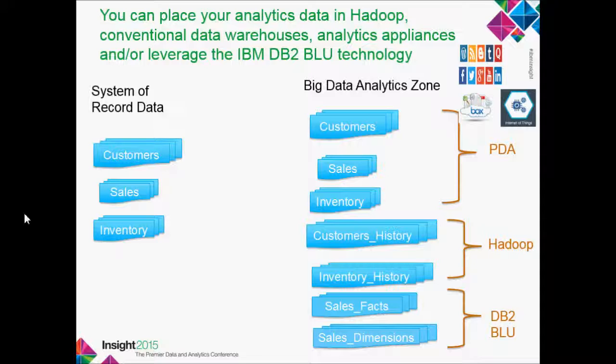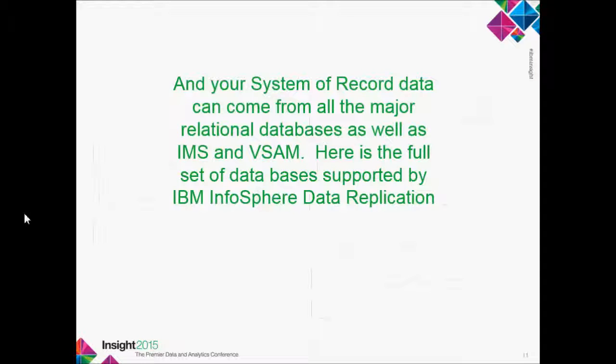For the history tables, essentially the audit log or sensor log of those tables in the source database, Hadoop's probably a good place. Hadoop is certainly the engine where we know we can do lots of good analysis of log data. And for your warehousing stuff, facts and dimensions, a columnar store like DB2 Blue is probably a good choice. But these are all your choices to make. The data replication technology lets you populate your analytics zone, whatever components and technology you're using there. That's true for the system of record sources as well: we're able to capture changes from all the major relational databases as well as IMS and VSAM.